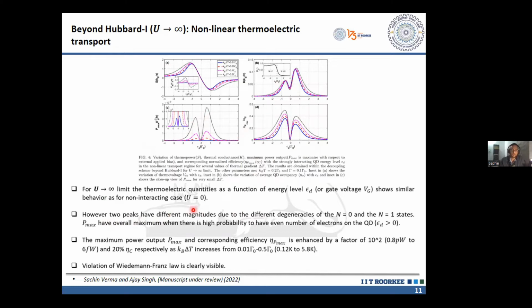So the maximum power output and the efficiency, one can see, can be enhanced by a factor of 100 times, and the efficiency can be enhanced by a factor of 20% when kBT is increased from 0.01 to 0.5, which corresponds to a temperature of 0.1 Kelvin to 5.8 Kelvin. And also one can clearly see the violation of Wiedemann-Franz law. So this large thermoelectric figure of merit or efficiency is due to this violation of Wiedemann-Franz law. The quantum dot based systems violate this Wiedemann-Franz law.